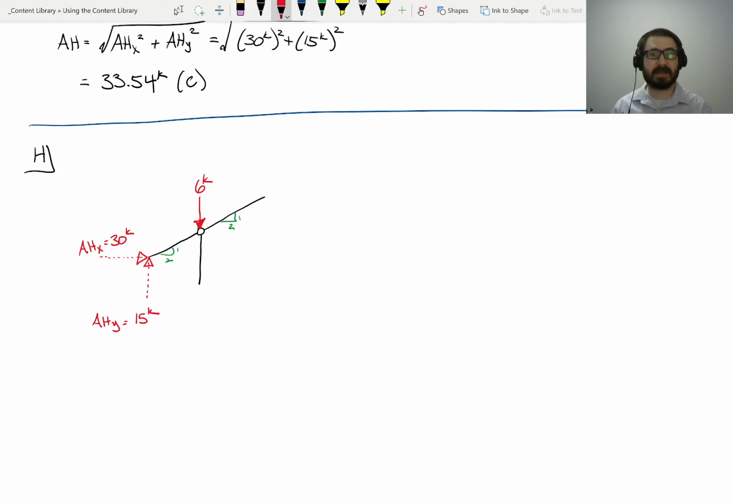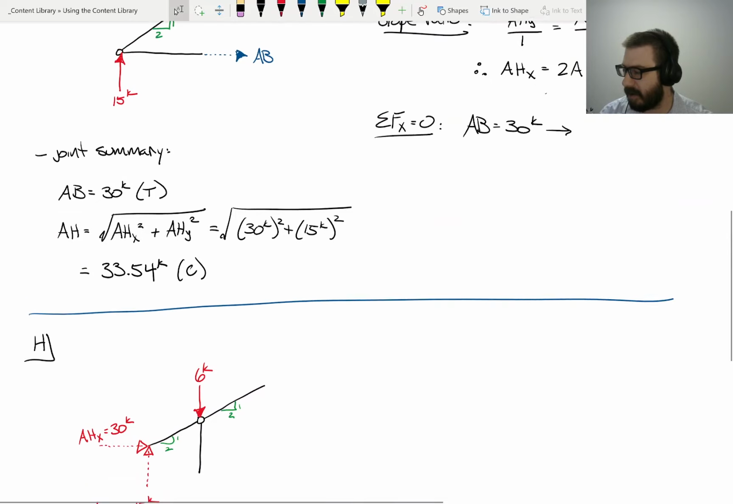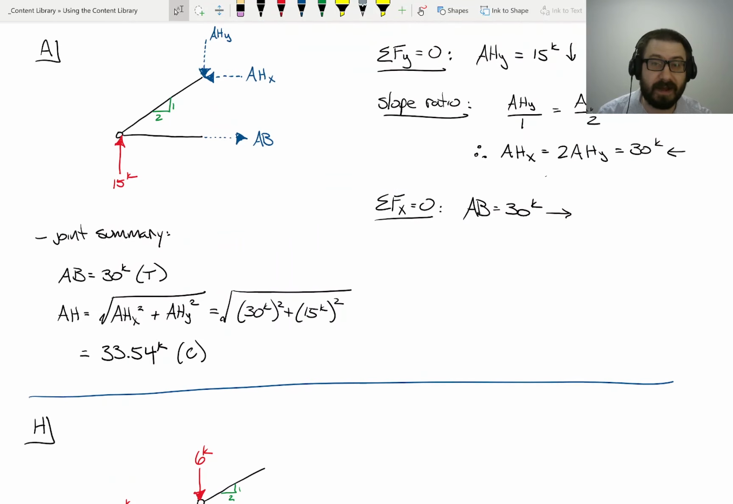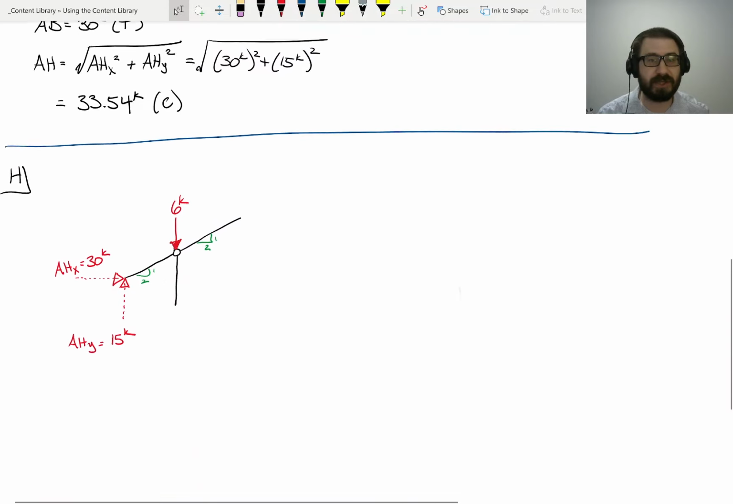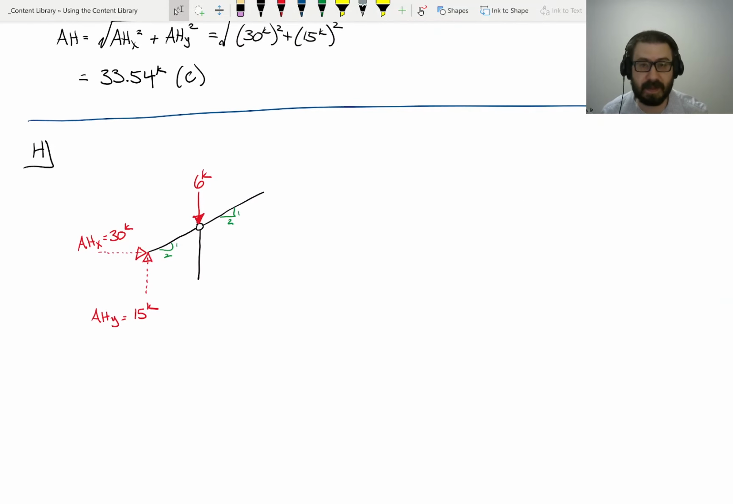Now, what gets confusing sometimes is that if you look at the previous joint, for example, here AHX is 30 kips to the right, but up here AHX was 30 kips to the left. You can see that up here. And that's just equal and opposite, looking at the other end of the member. I usually find it's easier to just think about it from a magnitude and direction standpoint. So magnitude, 30 on the horizontal, 15 on the vertical. And as for direction, just look at whether it's in tension or compression. If it's in compression, draw the arrows facing the joint. If it's in tension, draw the arrows facing away from the joint. I find that is usually the easier way of going about it.